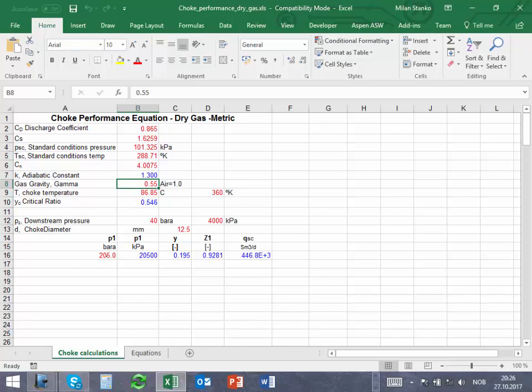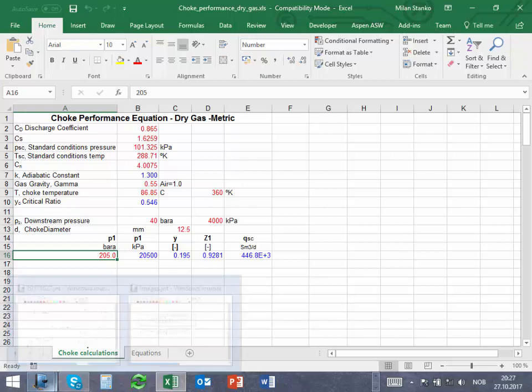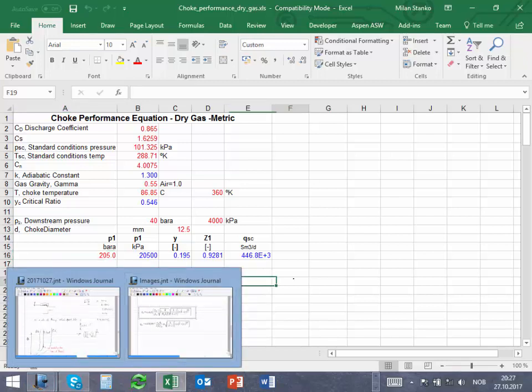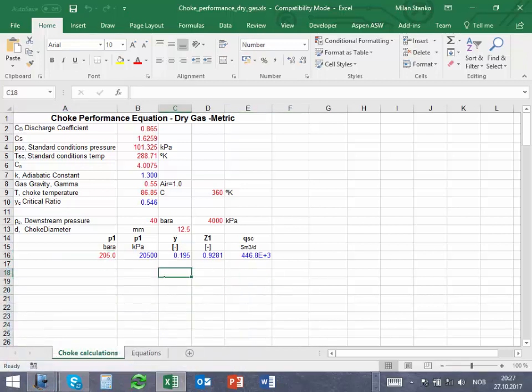But here you have what you really need. You have the upstream pressure and the downstream pressure. How much is that if we divide these two? Is it more than 0.5 or less than 0.5? This one divided by this one, okay, 0.195. So I should have critical flow. Yes? Okay.